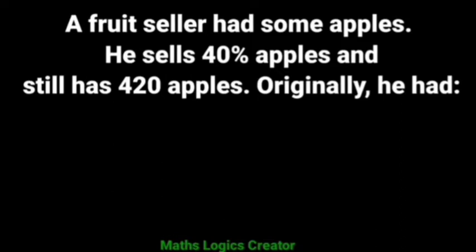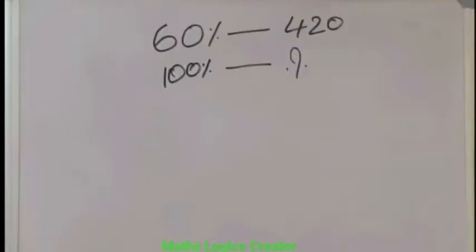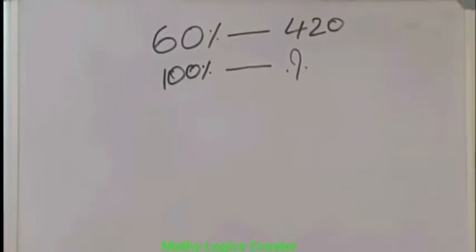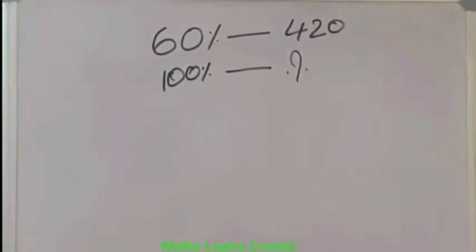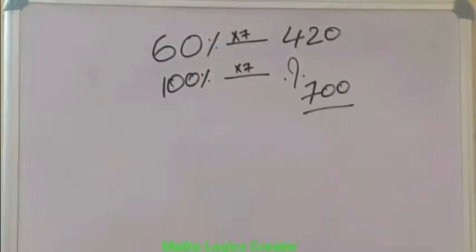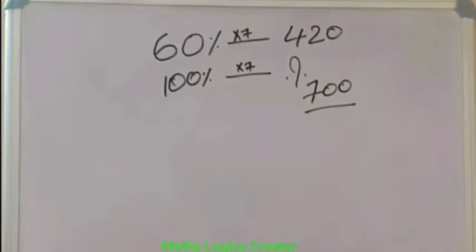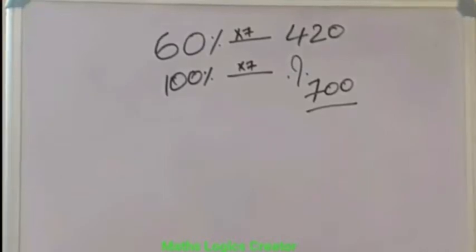The fruit seller had some apples. He sells 40% of the apples and still has 420 apples. How many apples did he originally have? 40% sold means 60% of the apples remain, and that 60% value is equal to 420. He's asking what the total 100% is. Okay, 60% is 420, so what is 100%? Simply, 60% is 420, so 100% is 420 by 60 into 100, which is 700. So the answer is going to be 700.